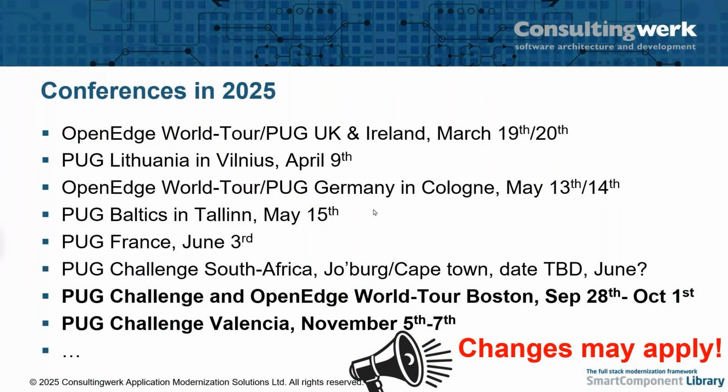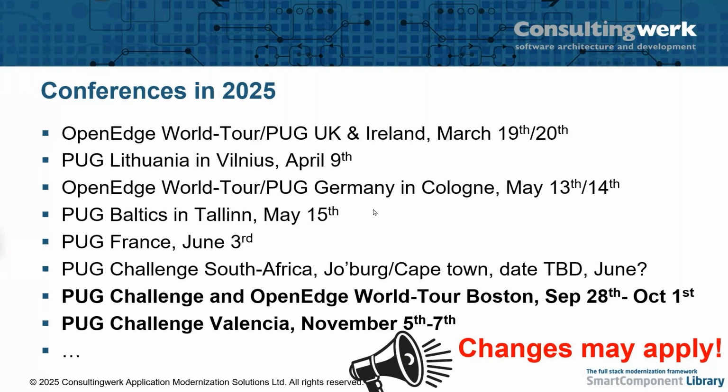Basically, for the conferences, we see two periods of conferences. We see the spring of the local Progress User Group conferences, sometimes combined with the OpenEdge World Tour by Progress. Next month, in mid-March, the UK and Ireland PAC is doing their meeting together with Progress on the 19th and 20th of March. Beginning of April, the Lithuanian Progress User Group in Vilnius.